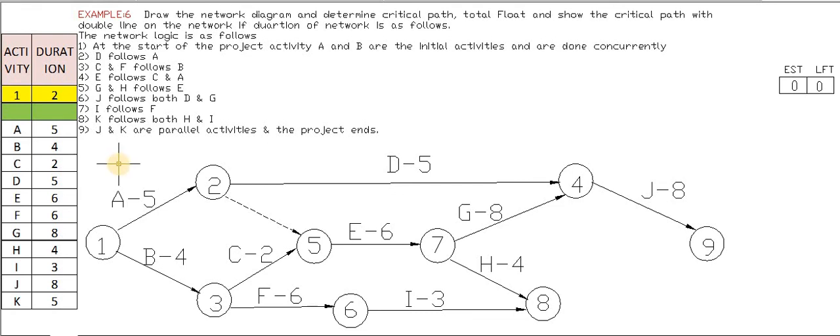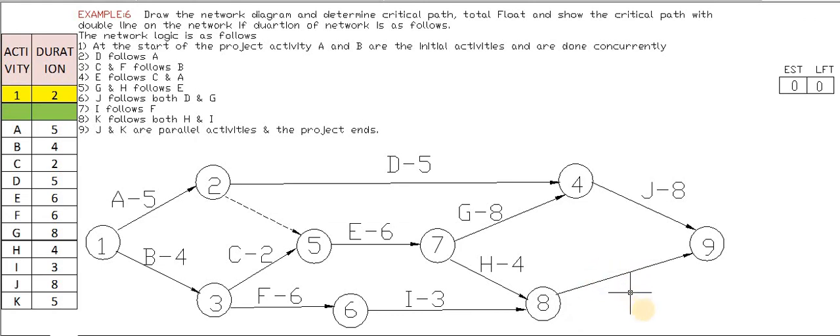What is the next serial number? The next serial number is J and K. They are parallel activities and the project ends. That means J and K are parallel activities. Here we have the J activity, and next we have to have the K activity also. So here we will draw the K activity and the project ends. So the ending point is the same. That means we can draw the ending point as the same, and we can draw this activity at this point.